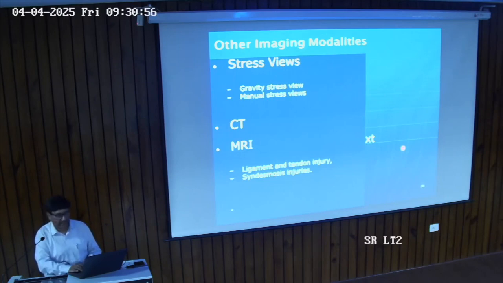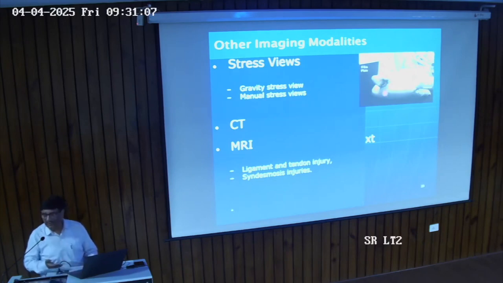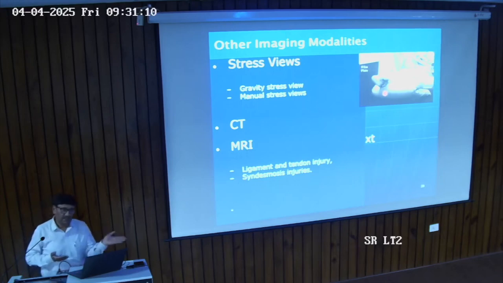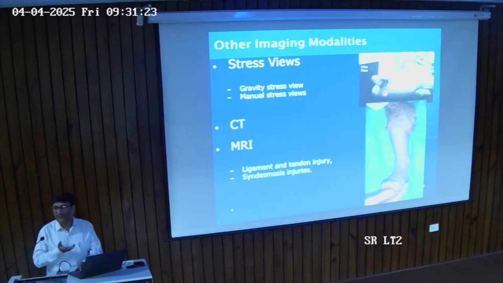How are these stress views taken? Make the patient lie on the bed on the lateral side, foot turned outside, so that the foot is allowed to fall by gravity. If there is a deltoid ligament injury, the talus and the foot will fall down, and if you take an X-ray in this view, you will see that the medial joint space is more than 4 mm. Another method is you evert the foot. Again, you are forcibly trying to distance the talus from the medial malleolus. So with this stress view, you may find an X-ray in which the space gets increased.